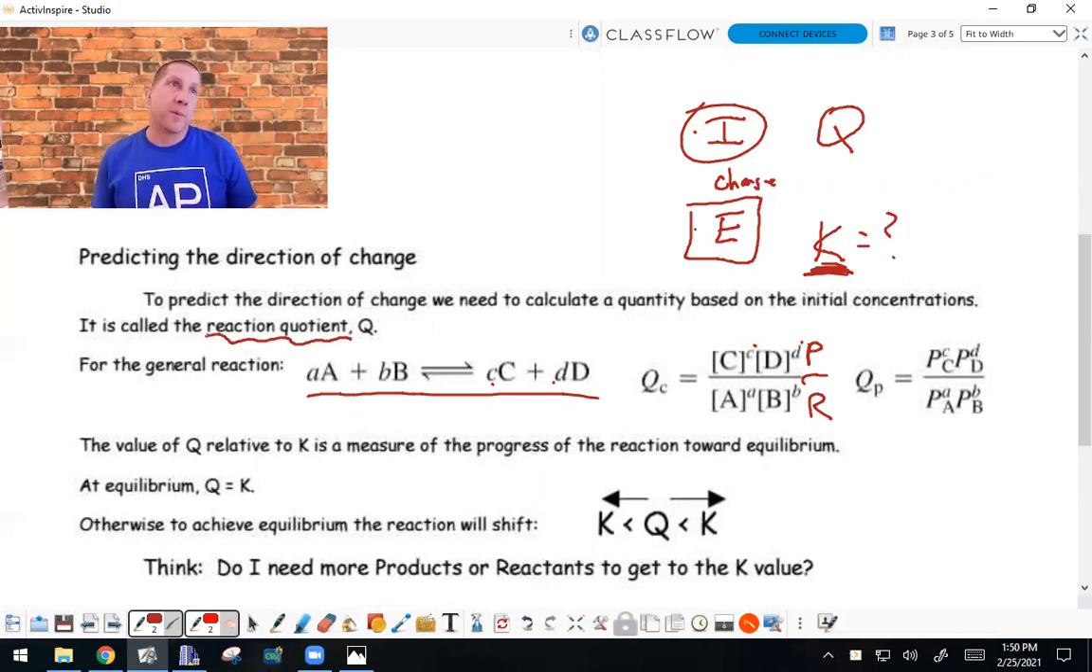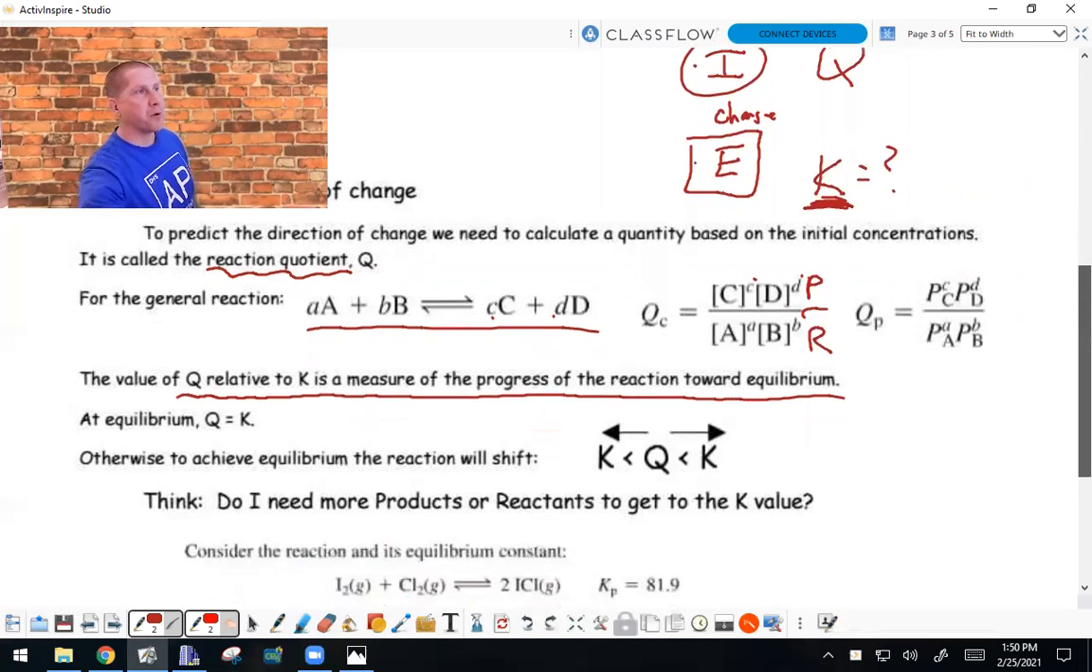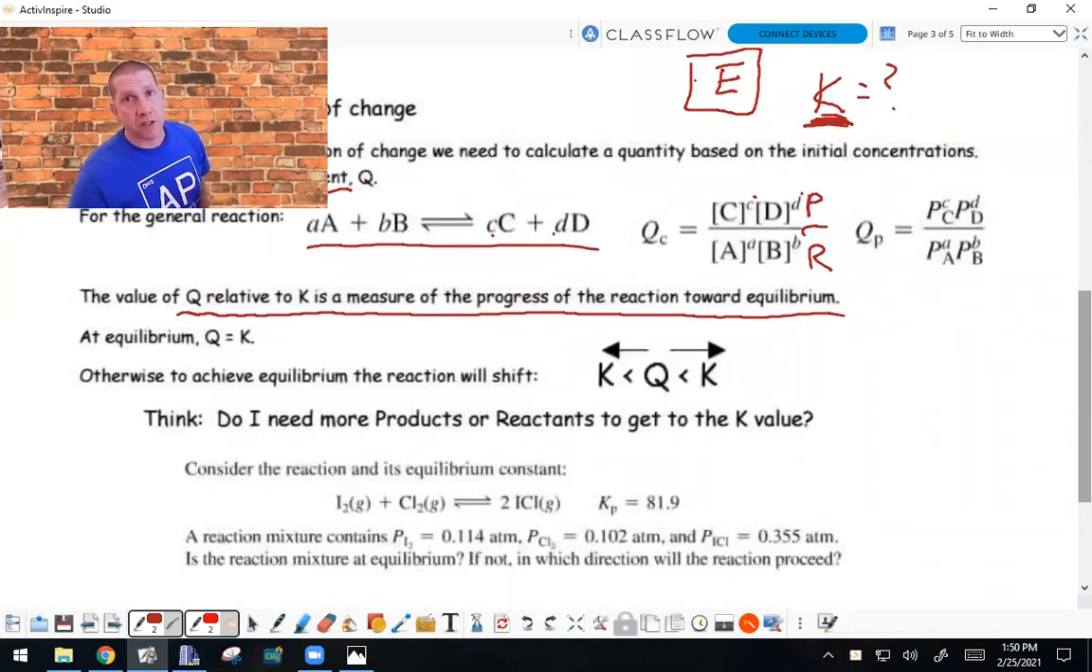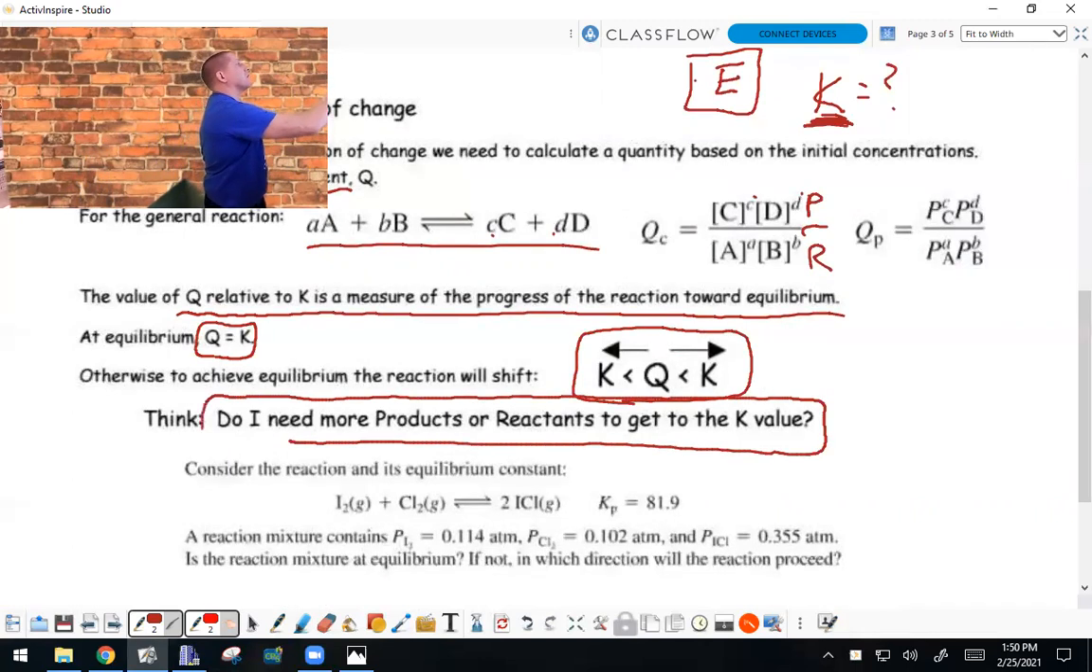But really what we're doing is comparing where we are compared to equilibrium, or are we at equilibrium? And if we're not at equilibrium, which way does the reaction shift to get to equilibrium? So the value of Q relative to K is a measurement of the progress of the reaction towards equilibrium. Do you have too many products, so it shifts to the left, or do you have too many reactants, so it shifts to the right? All right, so at equilibrium, Q equals K though. So again, that's what we're looking for. So I made up this little mnemonic here, but I think the better way to do that is this phrase.